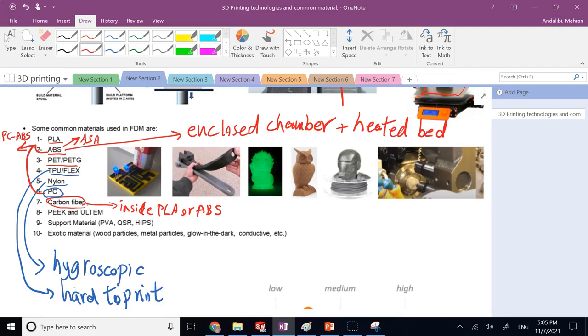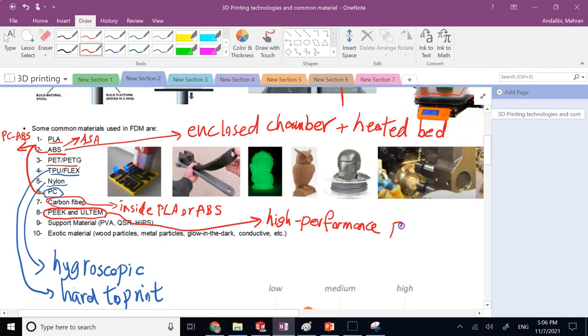And then if you want to go to much higher level plastics, high performance plastics, there are these two guys, PEEK and Ultem. These are what we call high performance plastics, and much more expensive than any other plastics, especially PEEK. For example, let me just give you a comparison. 1 kilogram of PLA you typically can buy from Amazon or some vendors for between 16 to 20 bucks.